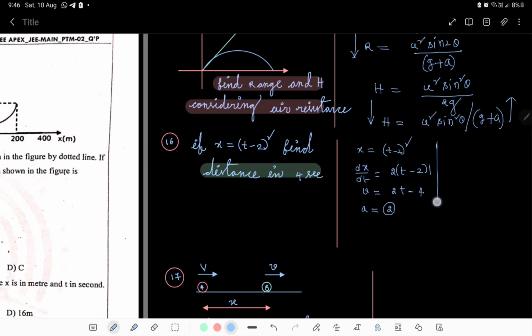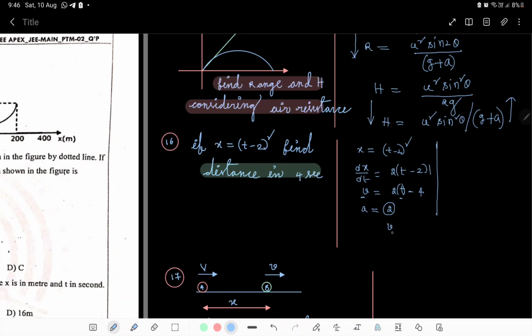But there is a condition. For example, if we keep velocity at time t equal to 0, velocity is minus 4. That means it is moving in a negative direction, right? It's moving in a negative direction. When time t is equal to 1 second, that is nothing but minus 2. When time t is equal to 2, that will be equal to 0.